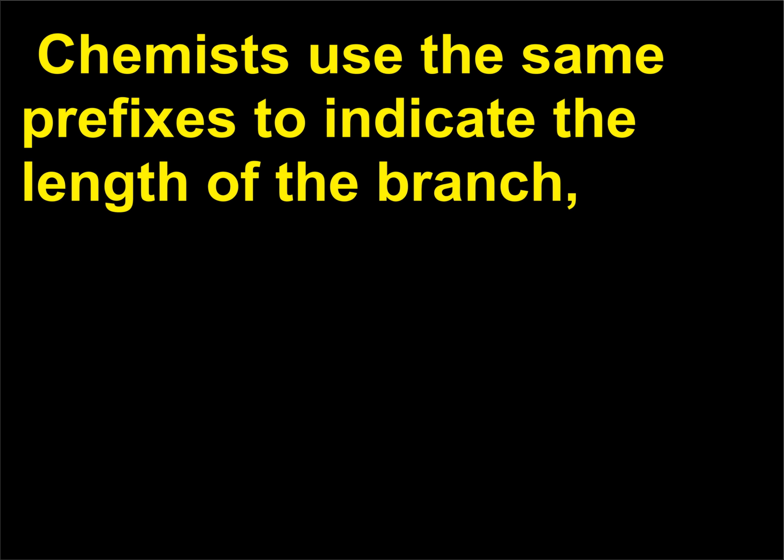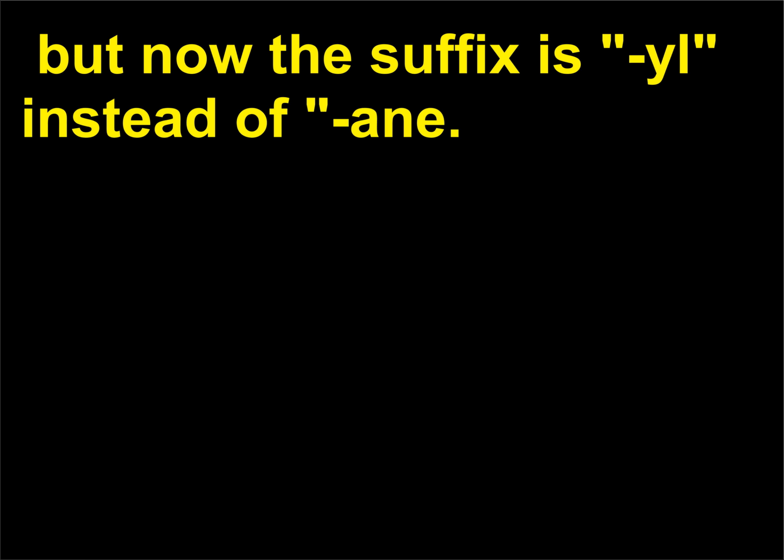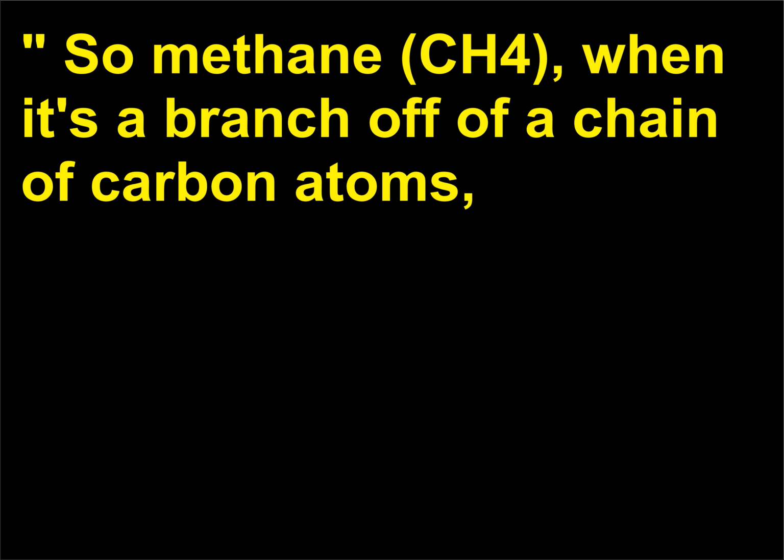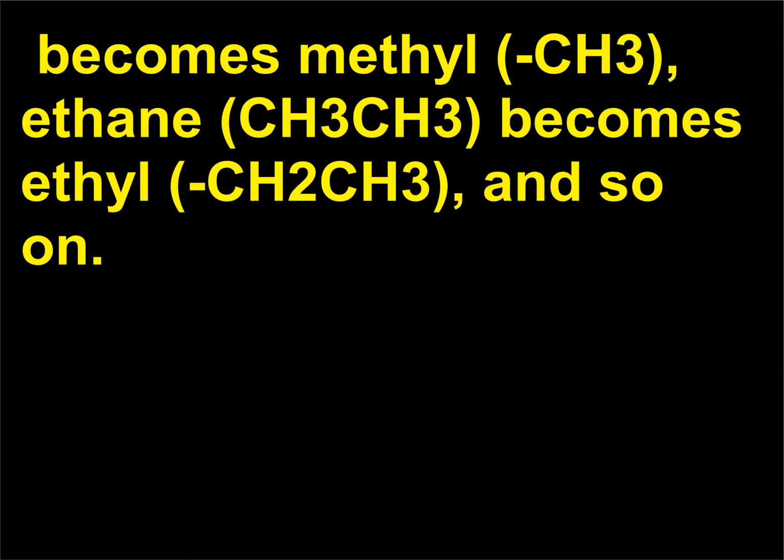Chemists use the same prefixes to indicate the length of the branch. But now the suffix is -yl instead of -ane. So methane, CH4, when it's a branch off of a chain of carbon atoms, becomes methyl, CH3, ethane, CH3CH3, becomes ethyl, CH2CH3, and so on.